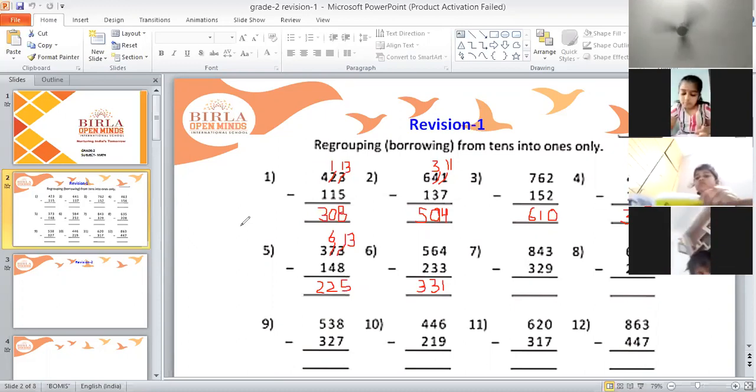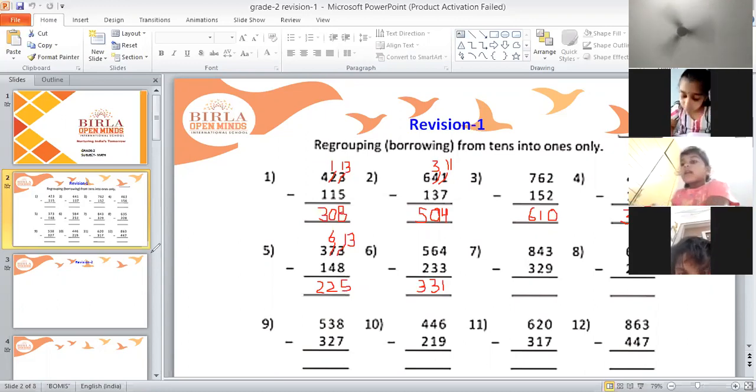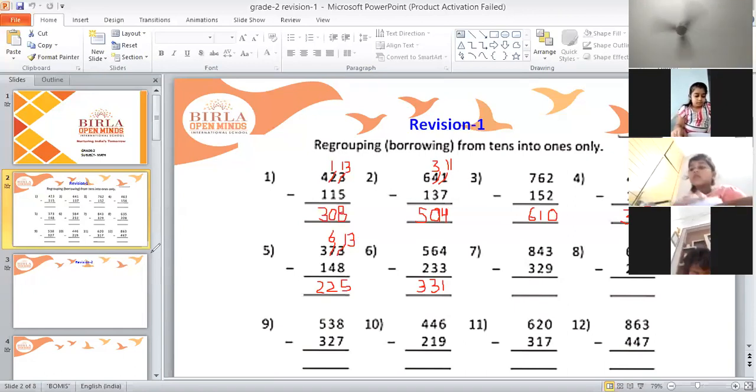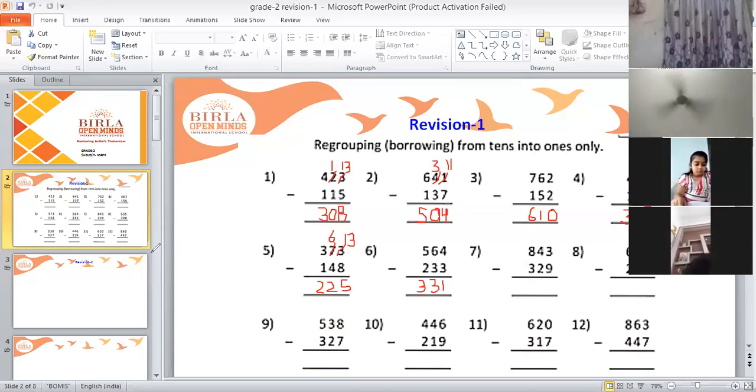That's the correct answer. Now next, Ashwita Nalla, you read next question. 843 minus 329. Very good. So now tell me, what are the numbers in ones place? 3 and 9. Okay, so numbers are 3 and 9. So now tell me, is it possible to take away 9 from 3? No, ma'am. So what will we do?